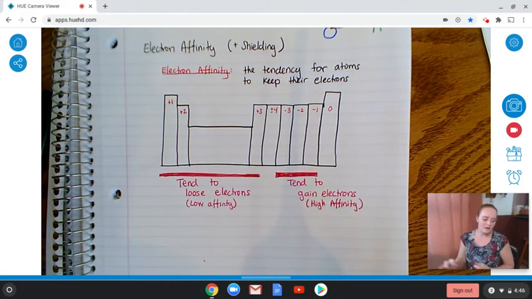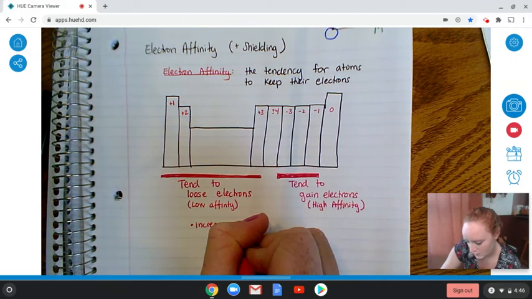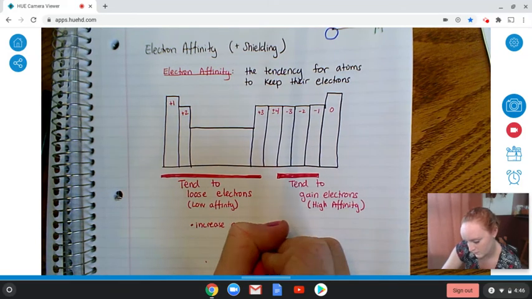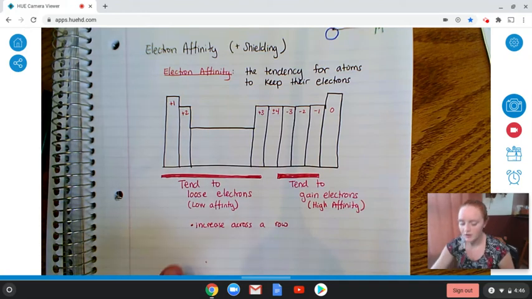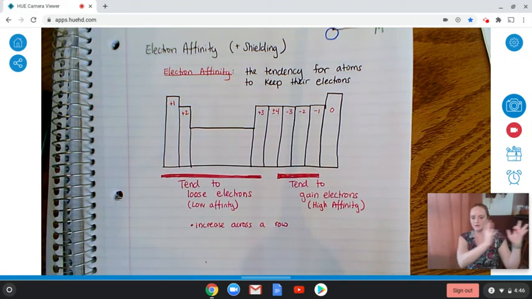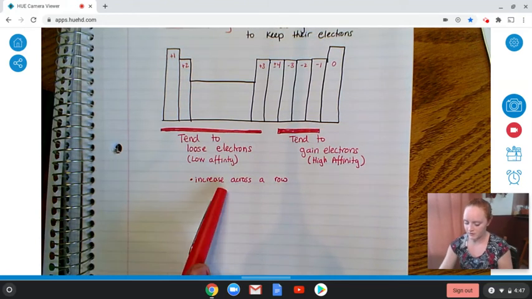So as we look at electron affinity, we can see that it would increase across a row. So we go from the left to the right, we're going to see electron affinity get higher, get larger. Now, as we go down a column, we're going to see a little bit of a trickier trend. But, oops, I should finish this.